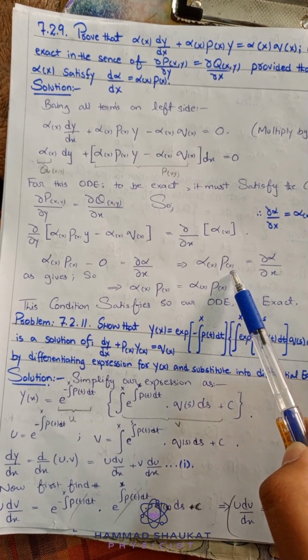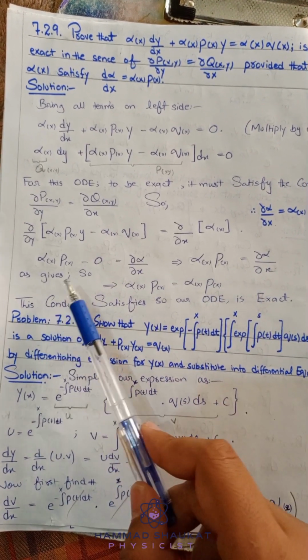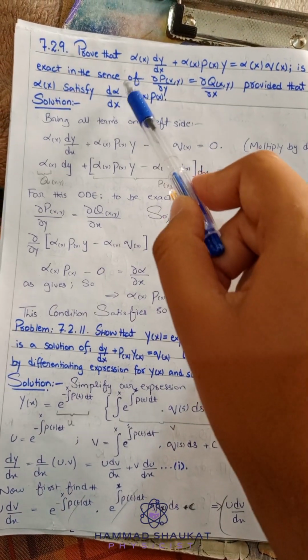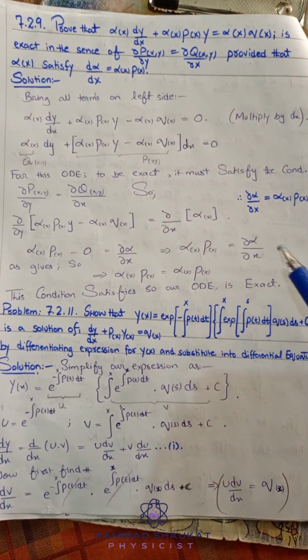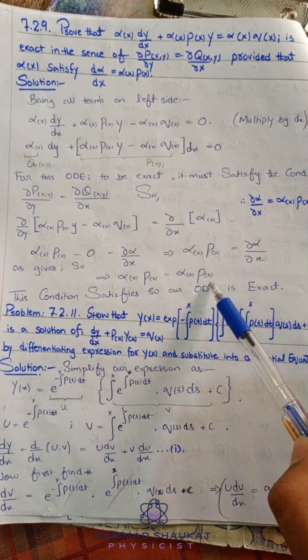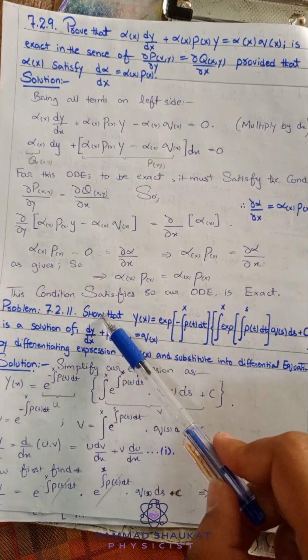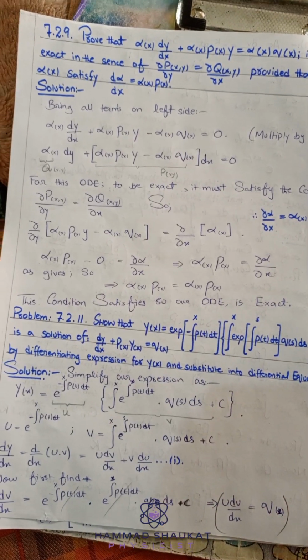Understood? Okay. As given, d alpha by dx is equal to alpha of x p of x. Put in the value: alpha of x p of x becomes equal to alpha of x p of x. So you can say this condition is satisfied, so our ODE is exact.